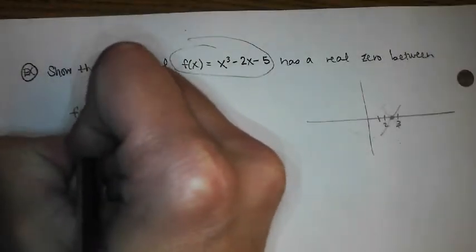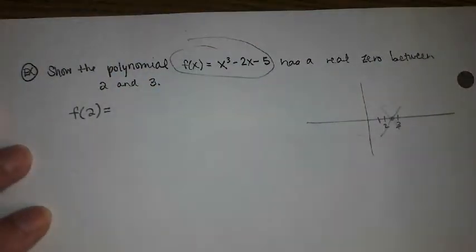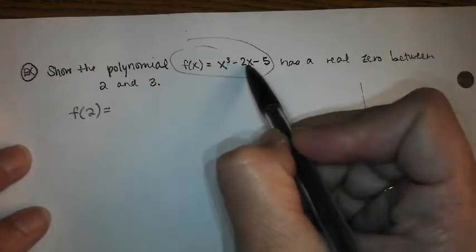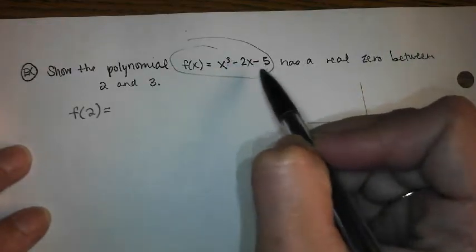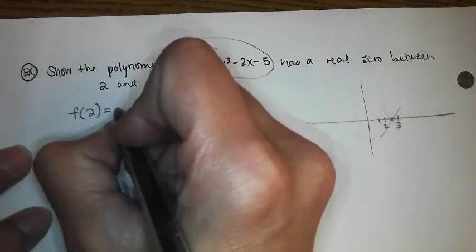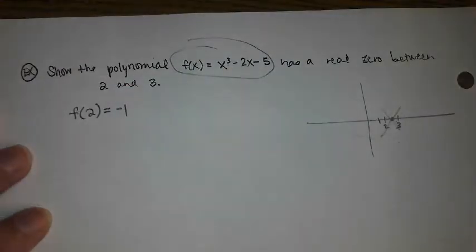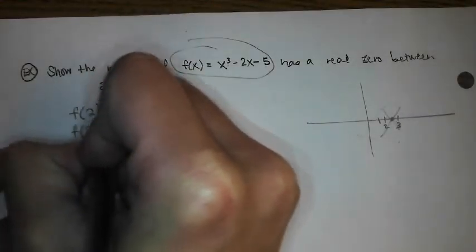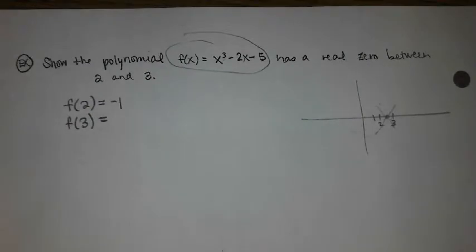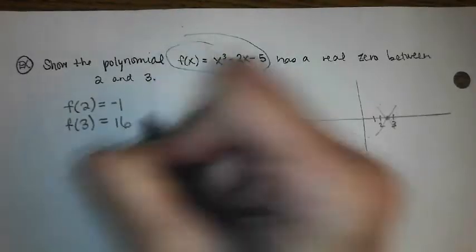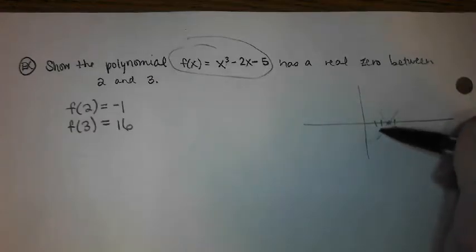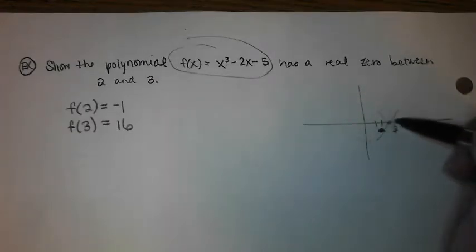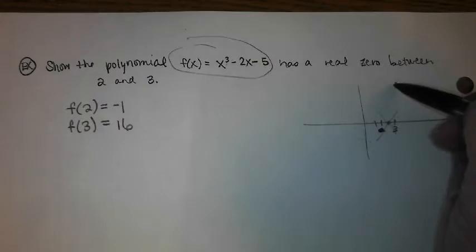Very good. So f of 2 is going to be 8 minus 4 minus 5. What's 8 minus 4 minus 5? Negative 1. And f of 3, when we plug that in, we're going to get 27 minus 6 minus 5. 16? Okay? So perfect. So f of 2, we got a negative number. And f of 3, we got a positive 16.